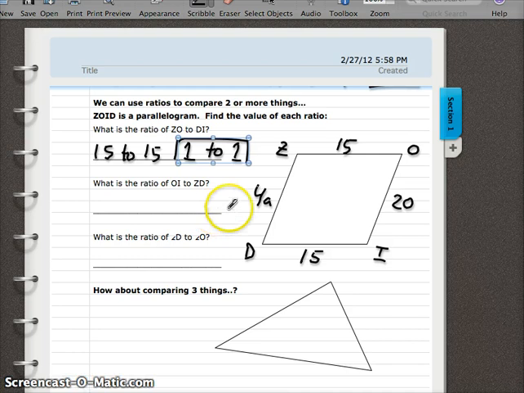Let's write the ratio of OI to ZD. Okay, well, OI, always give the thing they want first. They want OI first, so 20 would come first. And 20 to 4A.